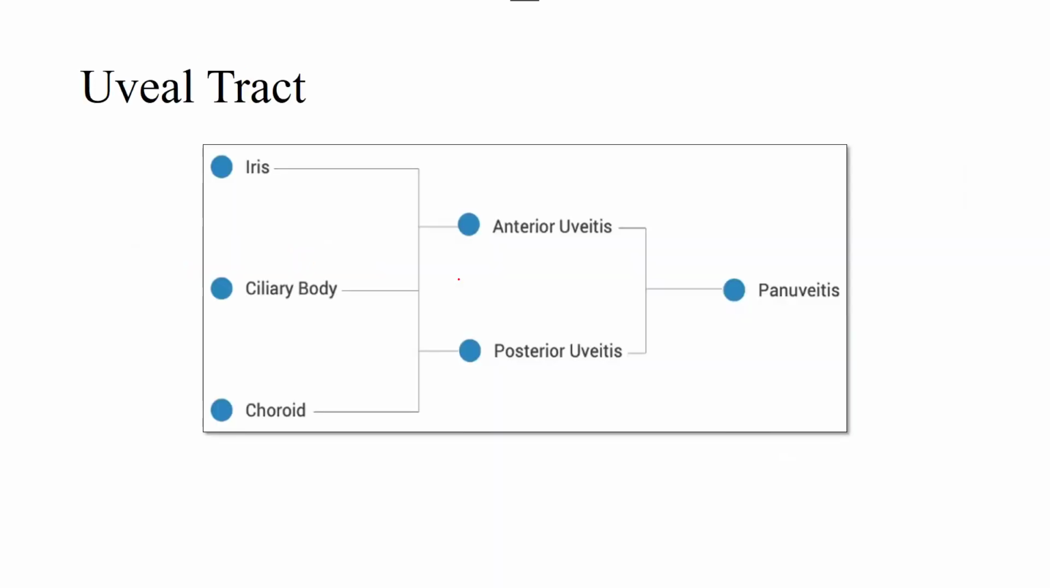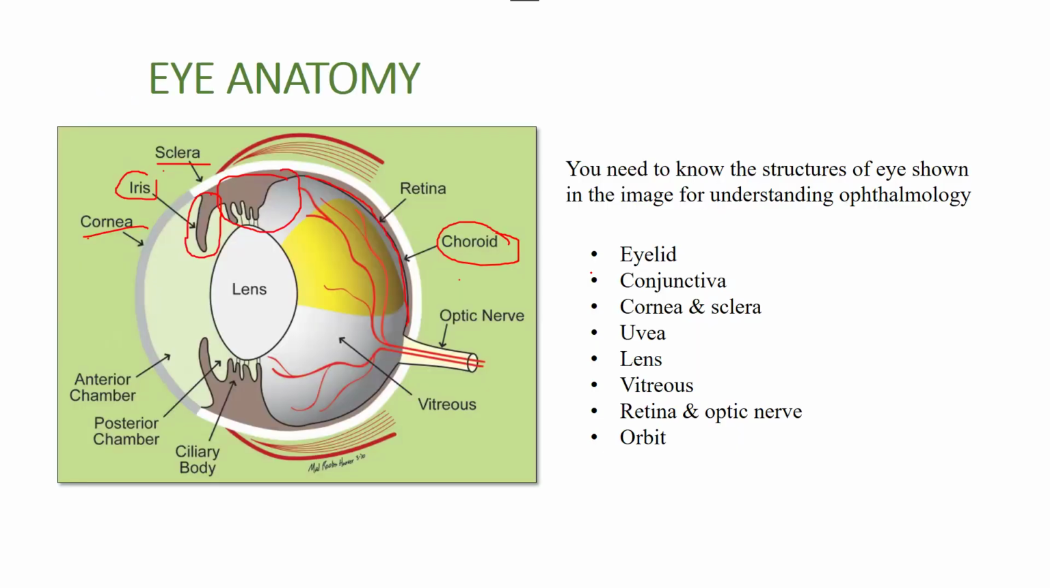When we talk about iris or ciliary body, we are talking about anterior uveal tract, and their inflammation is called anterior uveitis. When we are talking about ciliary body and chorioid, we are talking about posterior uveal tract, and their inflammation is called posterior uveitis. And if all three get inflamed, that is called pan-uveitis. When we study the topic of uveitis, we will see that again in detail.